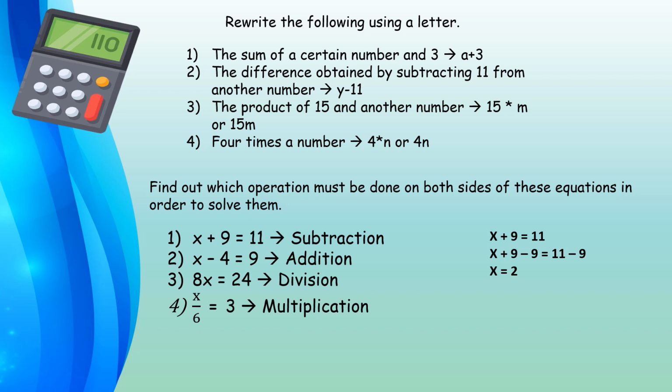Similarly, you have to remember one thing. If in the question a variable and a number are given, and the number is in addition form, you will just do the opposite of it, that is subtraction. And if it is minus, you will add. If it is multiply, you will divide. If it is division, you will do multiplication. So x minus 4 equals 9. It is minus 4 with the variable, so you will add 4 on both sides. If it is 8x equals 24, it is multiply, so you will divide by 8 on both sides. Here x upon 6 equals 3. It's division form, so you will multiply by 6 on both sides.